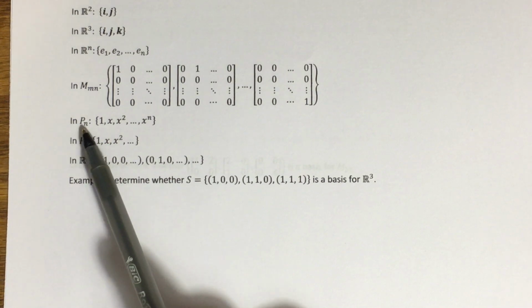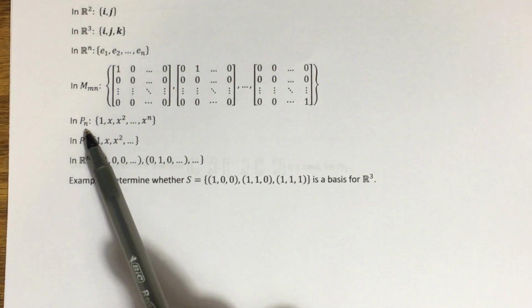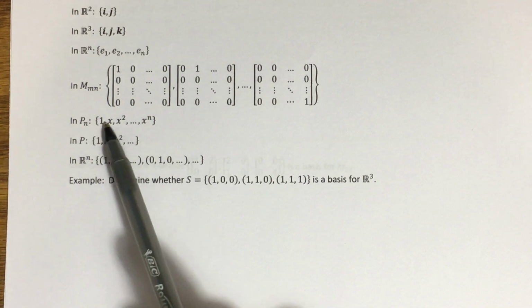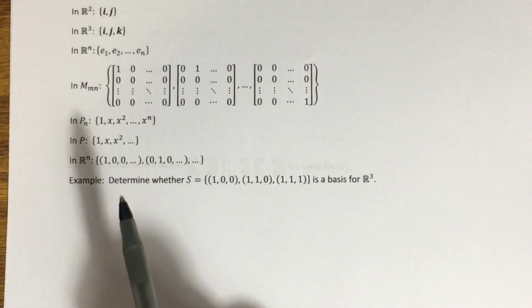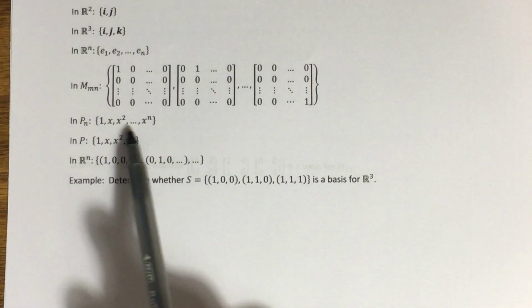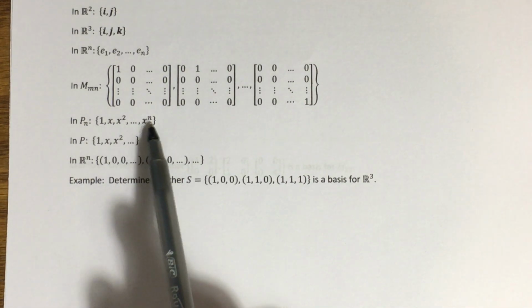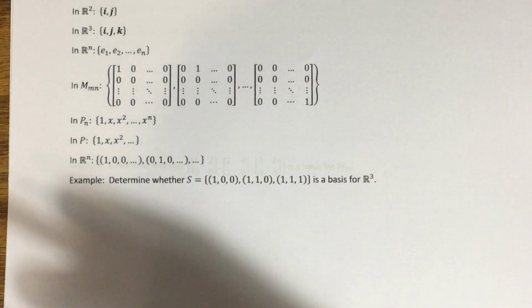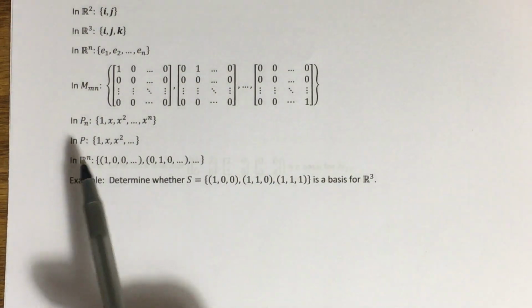The vector space of polynomials of degree n or less, so Pn, has this as its standard basis, and it should be pretty easy to see that any polynomial in Pn can be written as a linear combination of those. A linear combination of these vectors is what a polynomial looks like, right?